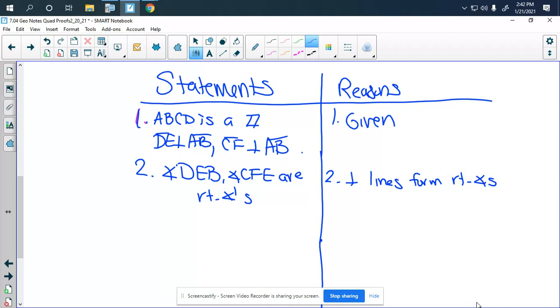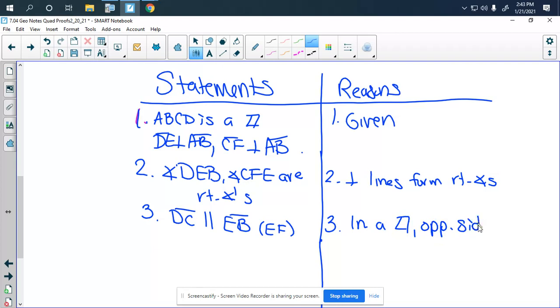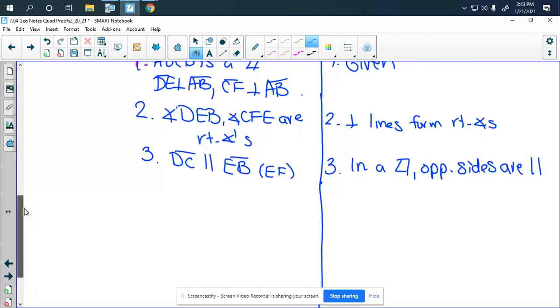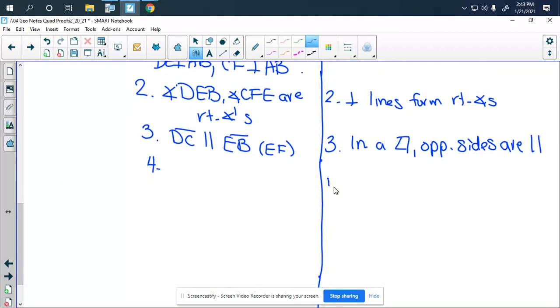All right, now we need to get that DEFC to be a parallelogram. So one thing we said is that segment DC is parallel to segment EB, or in this case, segment EF, they're the same thing. And our reason there, those are parallel because they're part of the ABCD parallelogram. So in a parallelogram, opposite sides are parallel. So now that gives me one pair of parallel sides, but in order to be a parallelogram, I need two pairs of parallel sides.